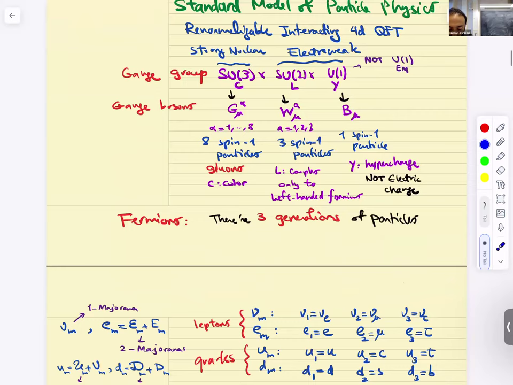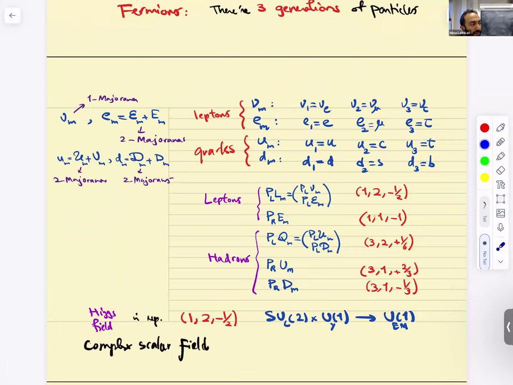There are three generations of fermions. Here is a summary. There are leptons and quarks. For the leptons, m is the generation: ν_m and e_m. So e_1 is the electron, e_2 is the muon, and e_3 is the tau, and the corresponding neutrinos. The quarks are up, down, charm, strange, top, bottom. The e_m, u_m, and d_m are Dirac fermions, so they could be understood as a pair of Majoranas, right? So we're going to think of them as left-handed and right-handed Majoranas, but the neutrinos are only left-handed. There are extensions of the standard model that include other stuff, but this is the most basic thing.